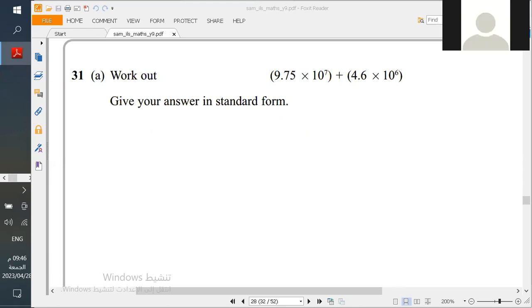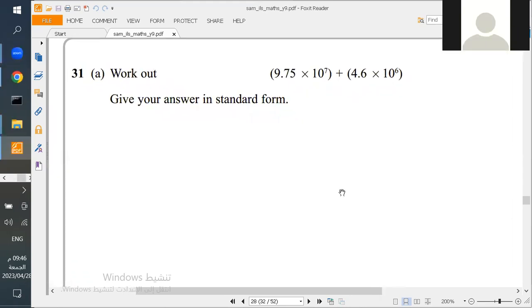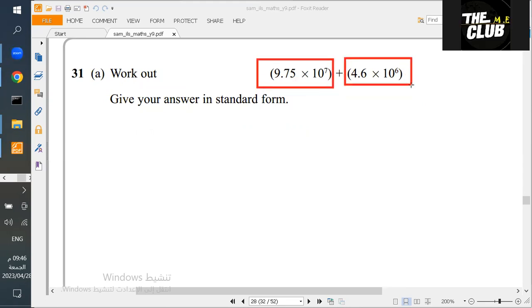For example, 10 to the 7 and 10 to the 7. You must make either one of them 10 to the power of 7 or 10 to the power of 6. You can use that. But for me, I would prefer to use each bracket alone in the calculator. Write the numbers, put them in standard form. And I prefer this because you won't get confused converting the powers to be the same. The calculator will give you the answer and then I write it in standard form.